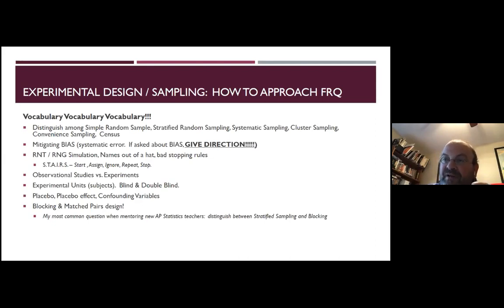Systematic sampling is technically new for the 2020 exam, but teachers have been teaching it for years, and it is absolutely fair game. It's supposed to have been taught this year. We want to talk about mitigating bias, and bias we know is systematic error. If we really want to get to the heart of experimental design, then we really want to get to the heart of lessening or mitigating bias.